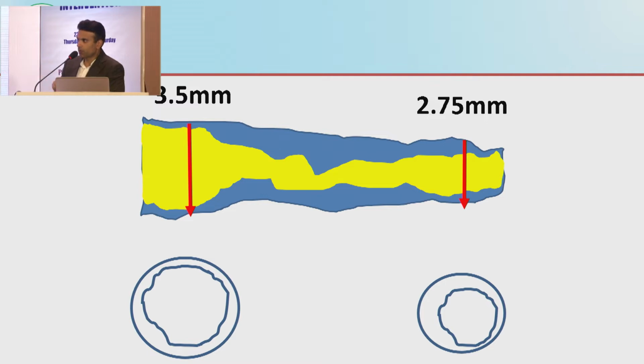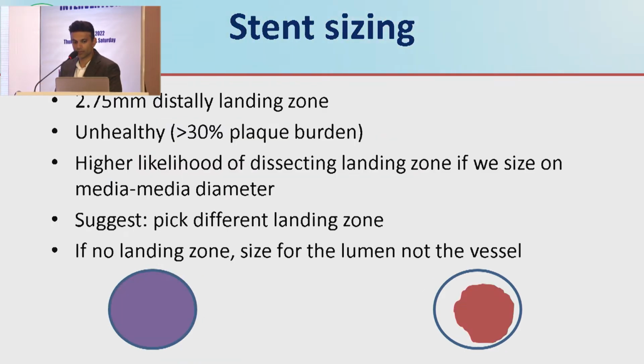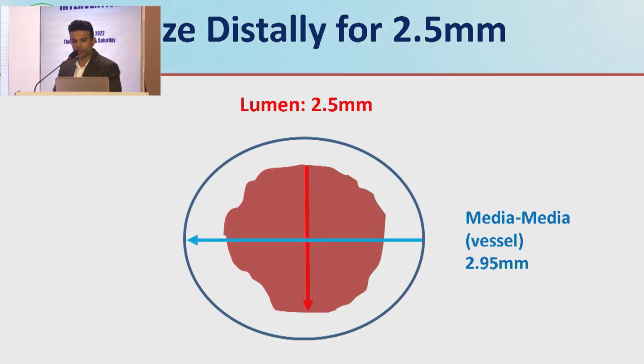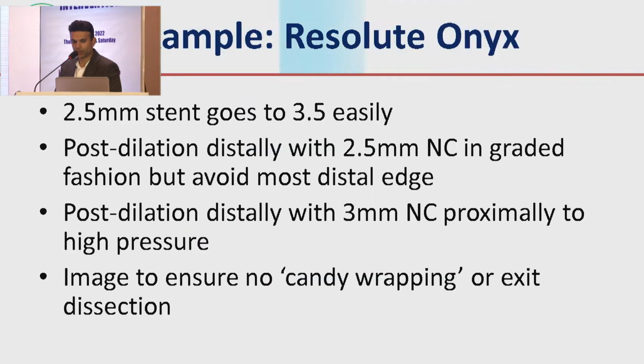What kind of stent would we want to put here? Let's say that instead of 2.75, it's 2.5 in the distal edge and 3.5 in the proximal edge. Now all you need is a 2.5 stent that's capable of going up to 3.5, right? So your media to media might be 2.75 or 2.95, but your lumen is 2.5. So you're going to select maybe a Resolute Onyx stent, right, where the 2.5 will go up to 3.5 without breaking a sweat.